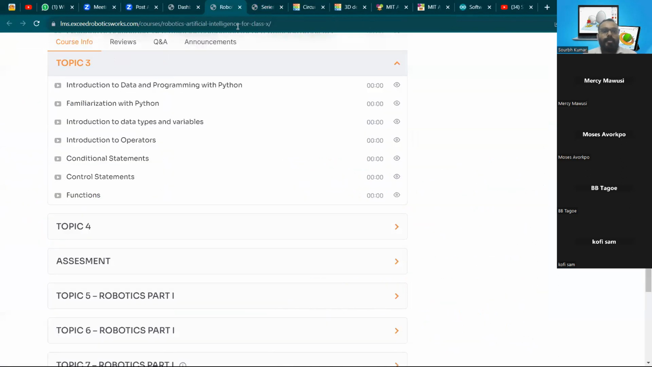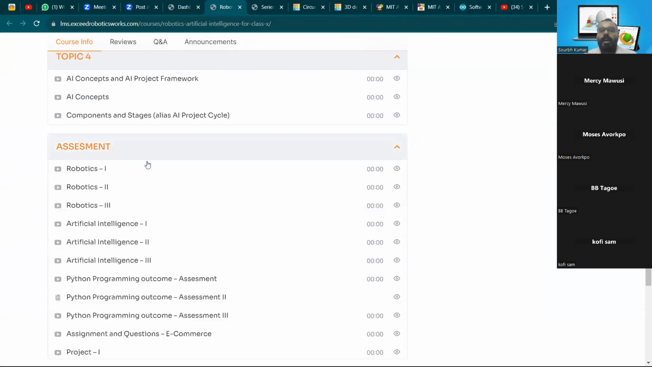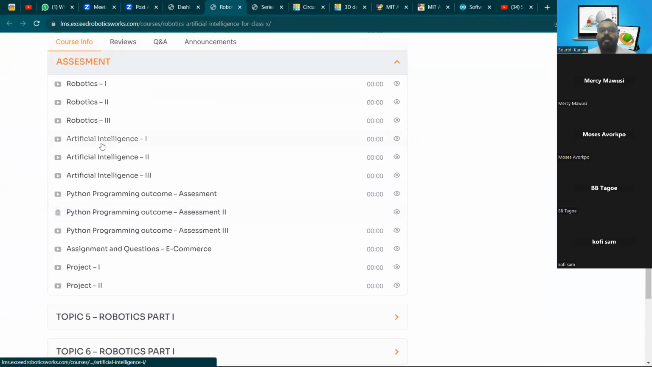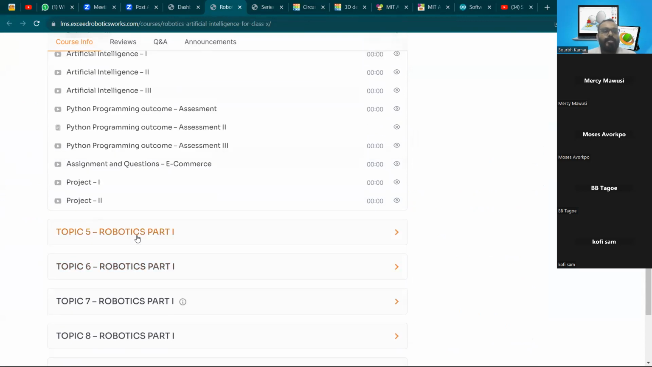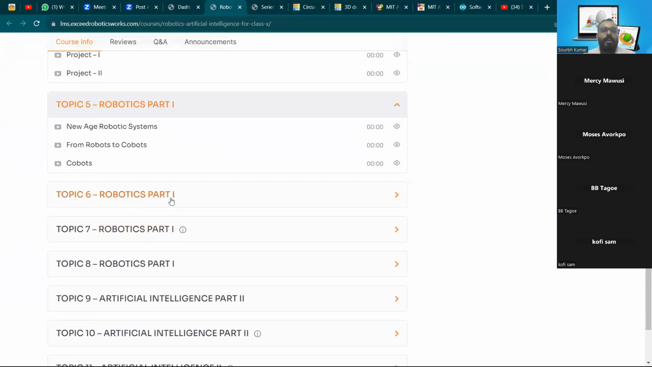Afterwards, we have topic 4, in which we will learn the concept of AI and the project framework. We'll start from the basics, and we'll have a systematic assessment to monitor the progress of your learning. If some teachers find themselves unable to go through the orientation, we can resolve their doubts and help them understand the concept using a practical approach. We will build several projects along the journey.